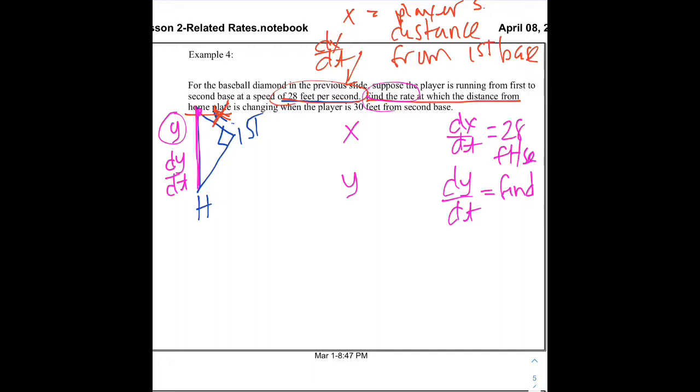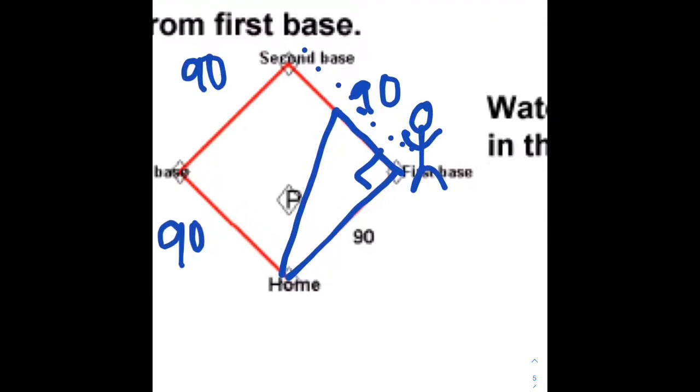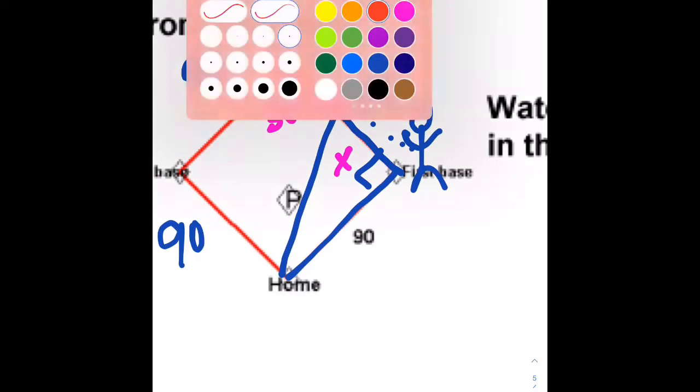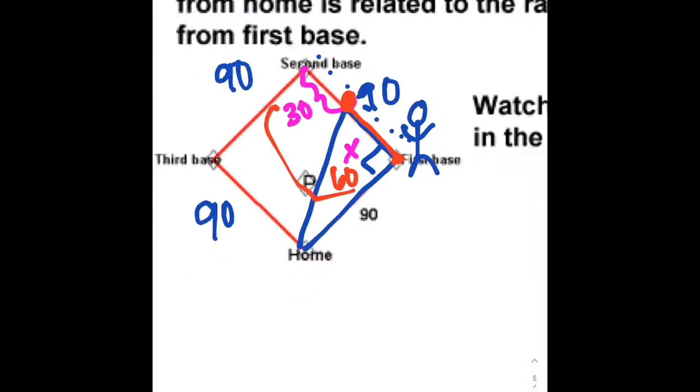Now, this is the part that's a little tricky. They tell me that the player is 30 feet from second base. So in this diagram, what they're saying is that the player is here and they are 30 feet from second base. But we have to find x to be the distance from first base towards second. So if this is 30, by segment addition, it would make x the distance of the player. So the player has run to here. That distance from first base would then be 60, because these have to total 90.